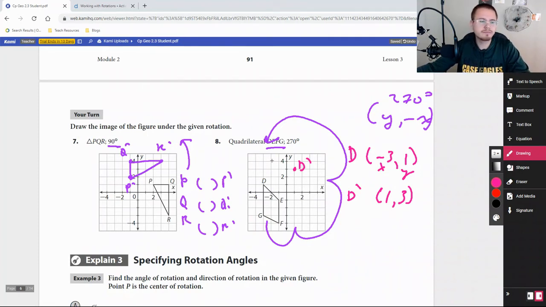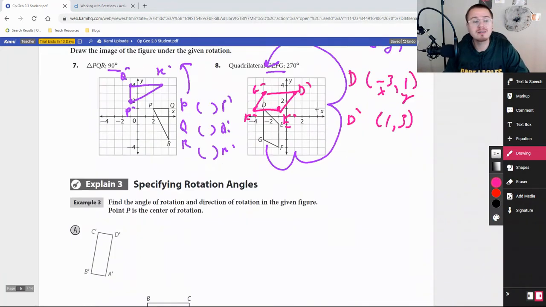You dig? Awesome. So for the rest of them, super speed: E prime would be 1, negative 1. F prime would be negative 4, 1. And G prime would be negative 3, 2. Boom, boom, boom, boom. Quadrilateral rotated 270 degrees counterclockwise.